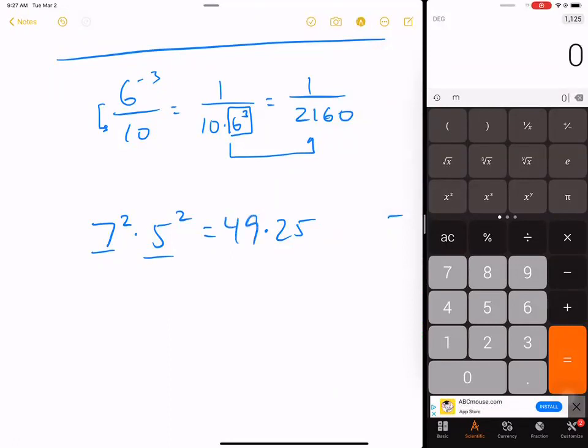49 times 25. 49 times 25 is 1225. Okay. And that's it.